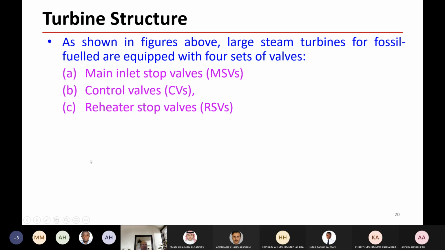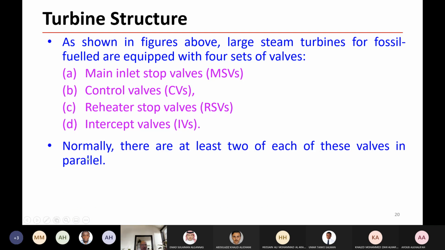If you want to shut down, you use this one. This is used for control. You can allow for more steam or less steam, and this needs, for example, a signal from the governor to allow for more power or to reduce the power according to the load. Reheat stop valve, you can stop the steam in the reheat cycle. Intercept valve, this is also a control valve.